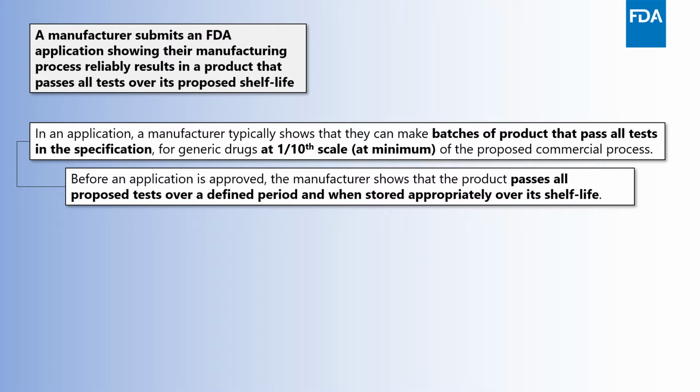For a generic drug, this testing is typically performed on batches at 1/10 scale, at minimum, of the proposed commercial process. Before an application is approved, the manufacturer also shows that the product passes all proposed tests over a defined period and when stored appropriately over its shelf life.